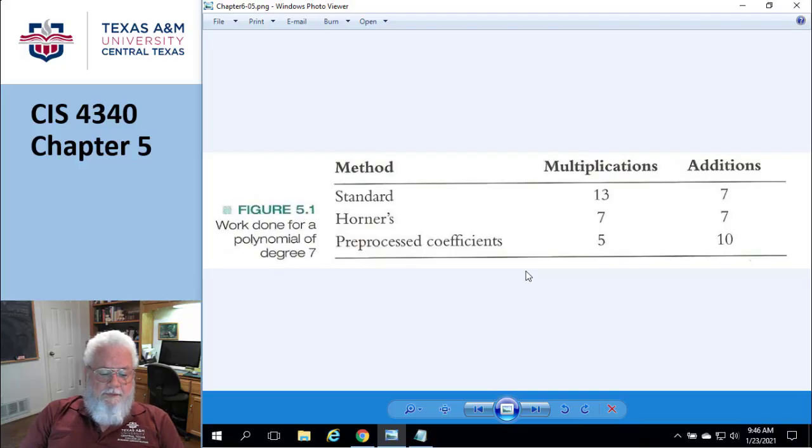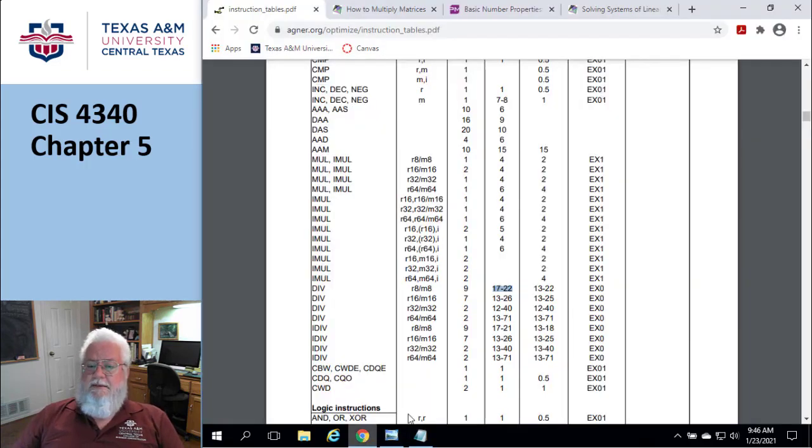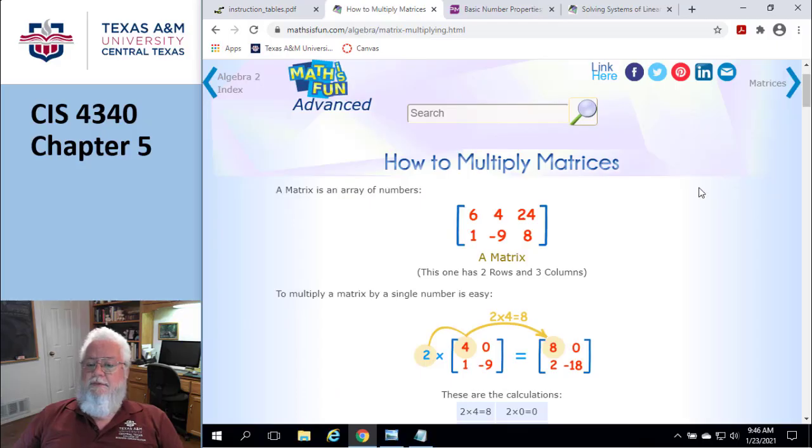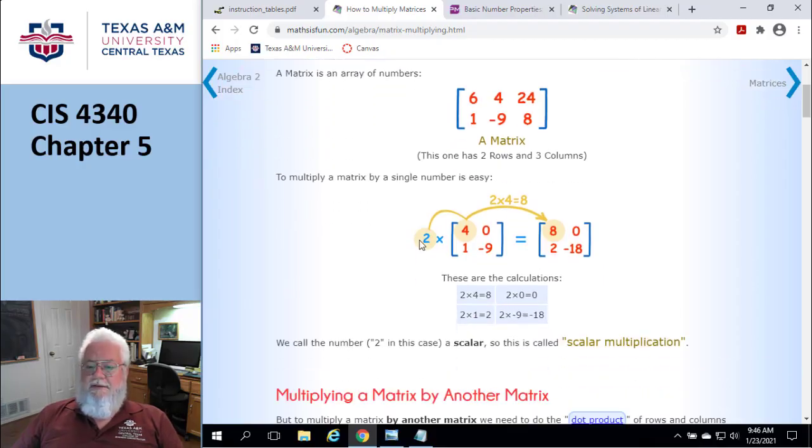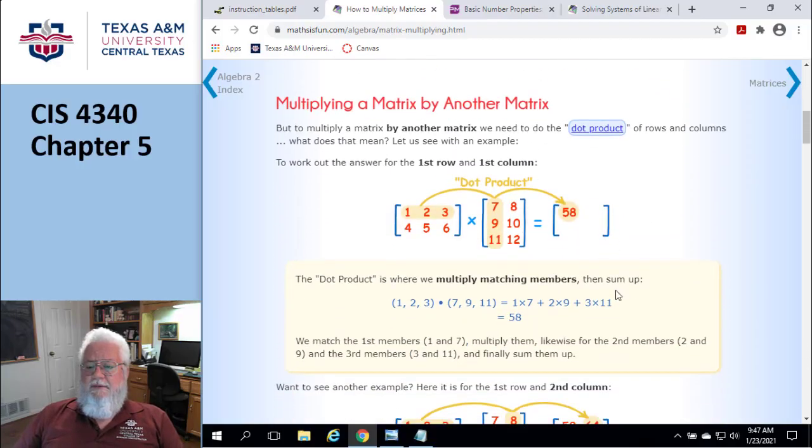Okay, so next we're talking about matrix multiplication on page 137. I found a really cool website I kind of like. It's called Math is Fun, and it talks about how you have a two-dimensional array, a matrix, and if you're multiplying it times one number, well, that's pretty easy. It's just 2 times whatever that is, 2 times 0, 2 times 1, 2 times negative 9. It's no big deal. But if you have one of these times one of those, it's called a dot product. That's the cool name for it.